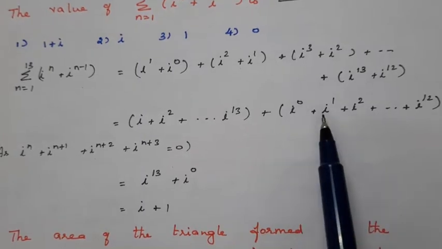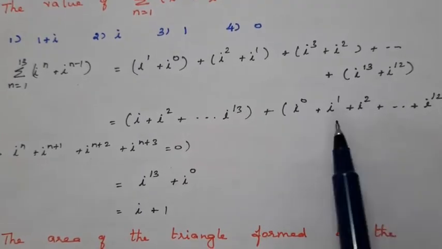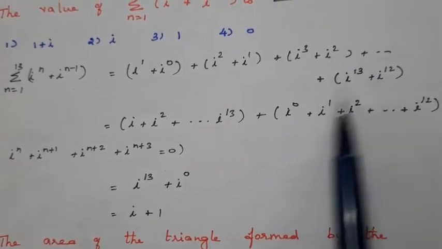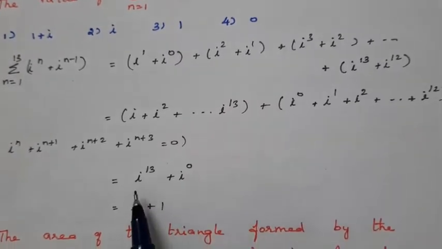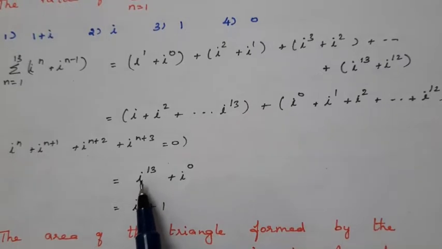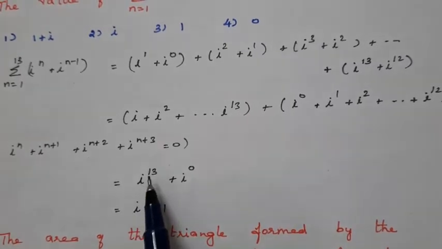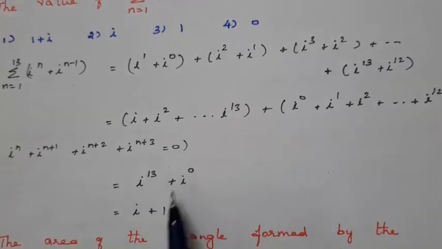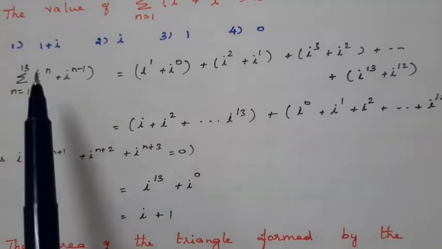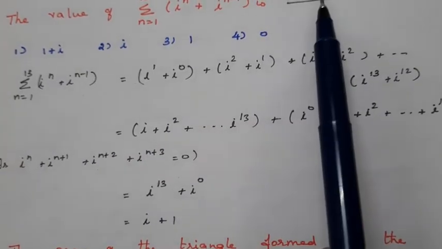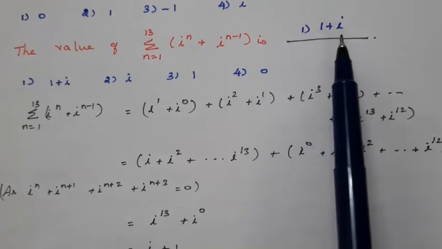Likewise here, again 13 terms are there. So leaving i^0, we can group them into 4s so that the summation will be 0. So the remaining term is i^0. Now i^13 can be split up as i^12 into i. i^12 being 1, it will be i, and i^0 is 1. So the answer is 1 + i, given in the first option. So the answer is option number 1, 1 + i.